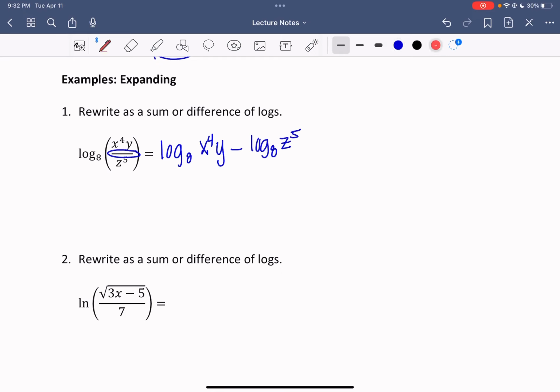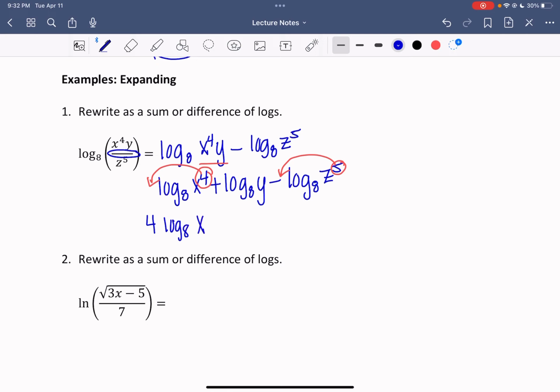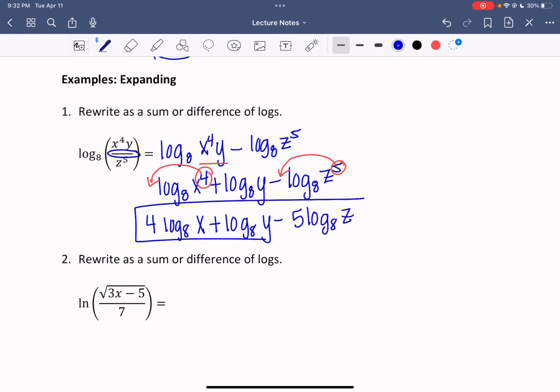We also saw that multiplication splits into addition. So I could split that apart into log base 8 of x to the 4th plus log base 8 of y minus log base 8 of z to the 5th. Lastly, I can use my exponent property that we saw earlier and bring both these exponents out front, in front of their individual terms, to give me 4 log base 8 of x plus log base 8 of y minus 5 log base 8 of z. And so this would be expanding this out.